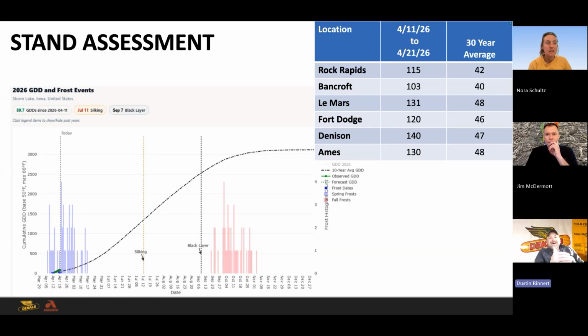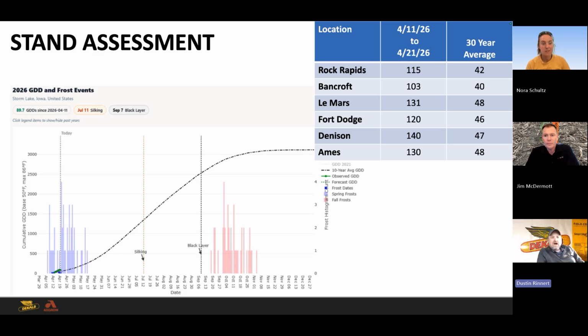The next thing we wanted to hit on, which might seem a little early, is the GDU accumulation that we have already accumulated since the insurance plant date of 4/11. We are getting there, 120 GDUs in a lot of areas. Rule of thumb, 120 GDUs to get the corn out of the ground.